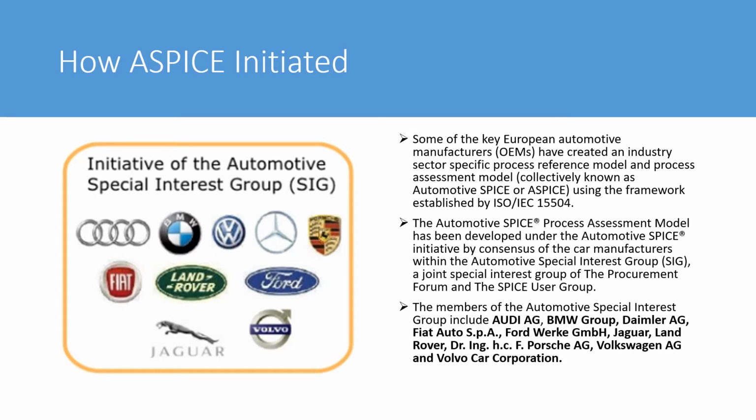There is a particular group called the Special Interest Group. There are 11 car manufacturers: Audi, BMW, Daimler, Fiat, Ford, Jaguar, Land Rover, Porsche, Volkswagen, and Volvo. Altogether, they formed the Automotive Special Interest Group.